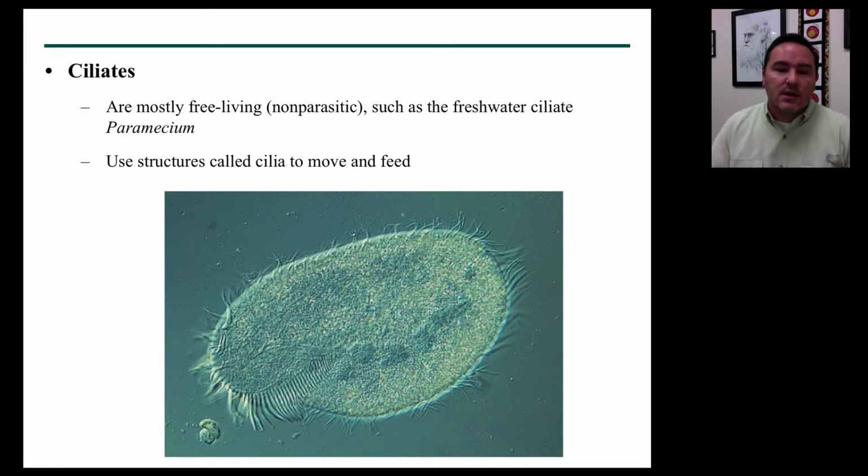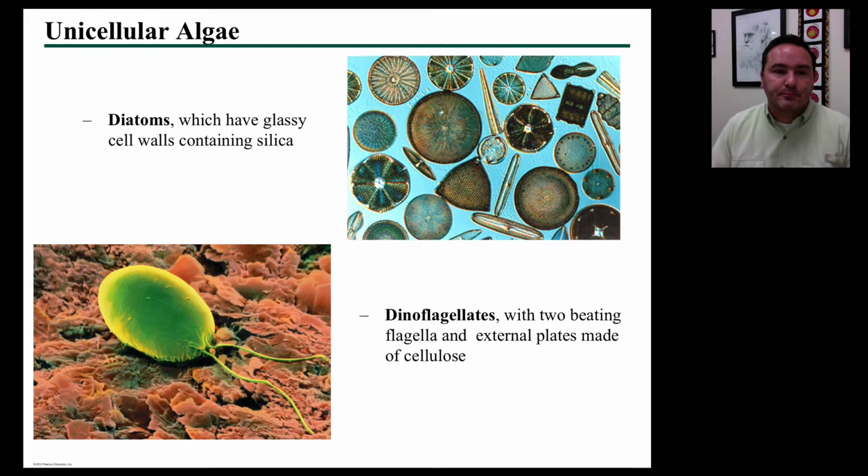The ciliates are a group of Protists that have cilia surrounding their cells that allow them to move. Sometimes the cilia can be bundled together in these structures here called cirri, C-I-R-R-I, and this allows them to move and to feed through the mediums in which they live.